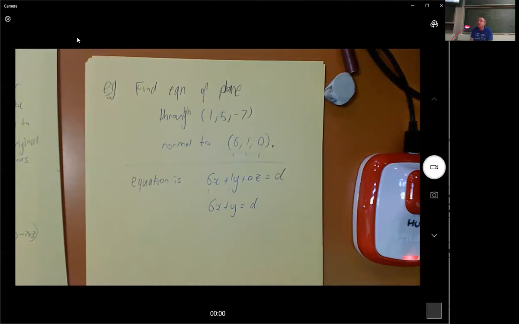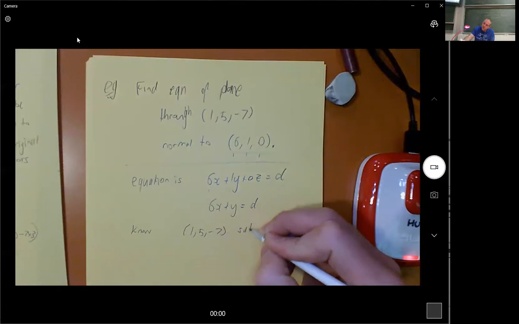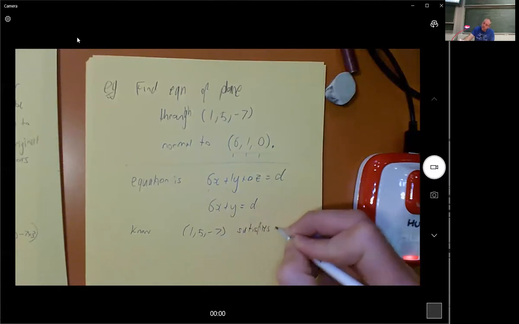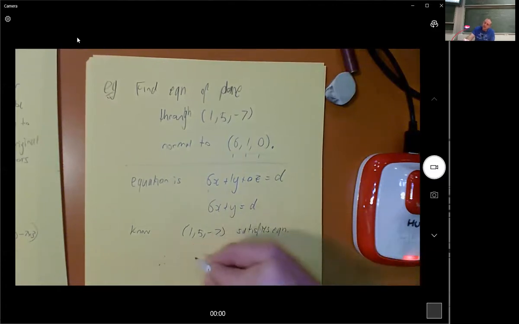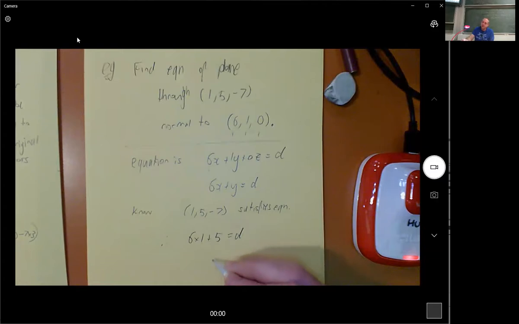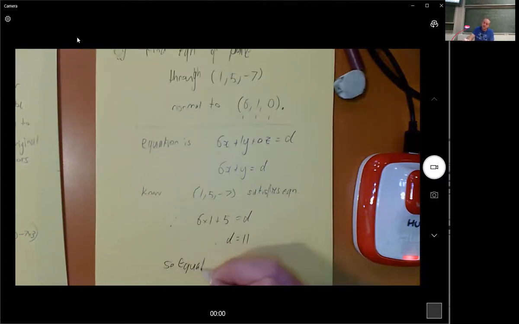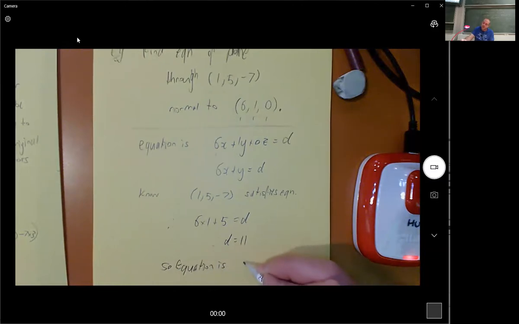Because that's what Cartesian equations are for. You sub it in, and if it works, it's on the plane, and if it doesn't work, it's not on the plane. So I know that 1, 5, minus 7 satisfies the equation because it's on the plane. And so therefore 6 times 1 plus 5, and there is no z, so in the equation that's fine, must be d, and so therefore the d is 11. And so the equation is 6x plus y equals 11.